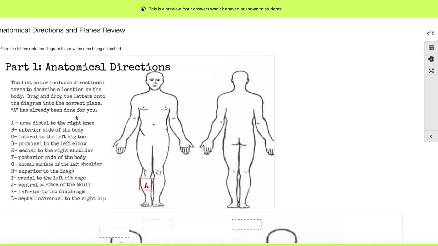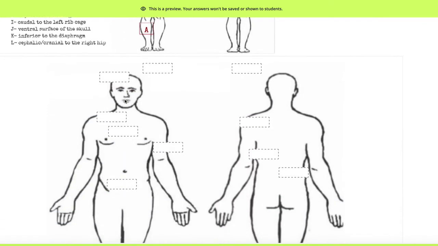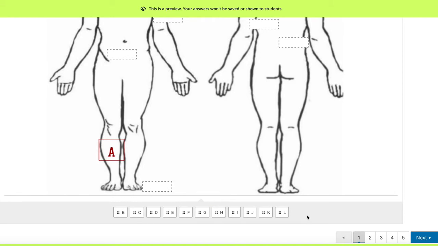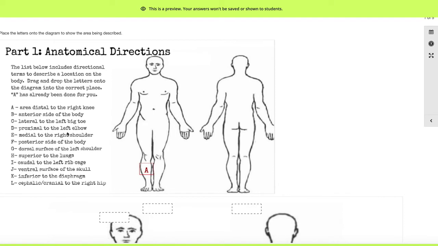It tells you that the list below includes directional terms to describe a location on the body. Drag and drop the letters onto the diagram into the correct place. So you have certain blanks to use on your diagram down here, and you have letter choices B through L to put onto the diagram. The descriptions are listed here in this top picture, so you're going to need to keep scrolling back up to that. So A is already done for you, so you could see an example.